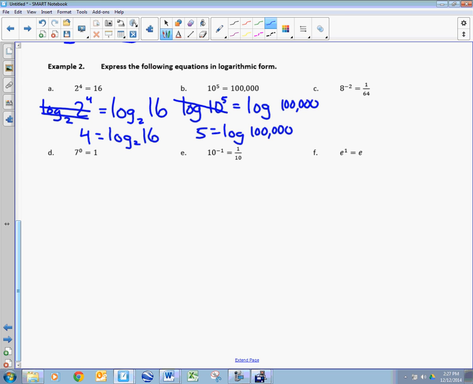Now, I know that for today you won't take the logarithm of both sides, but I want you to know that that's what's happening. That's the magic that's occurring.